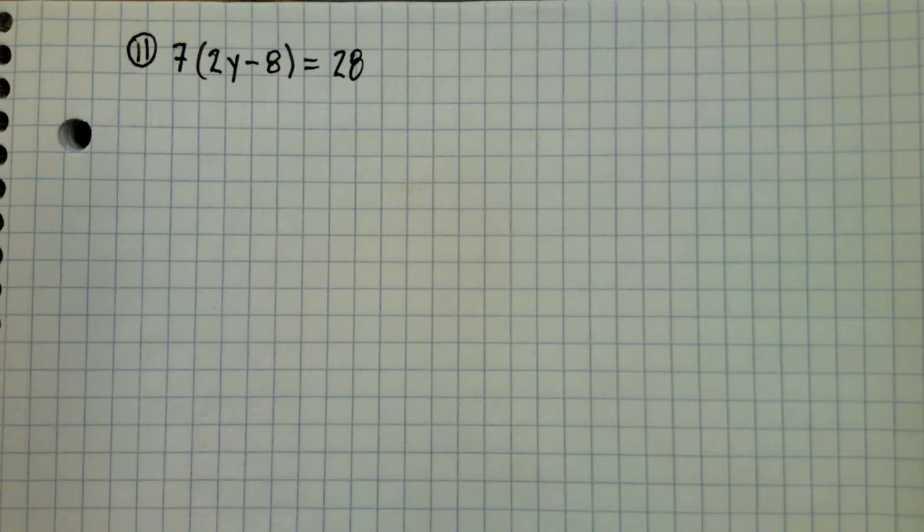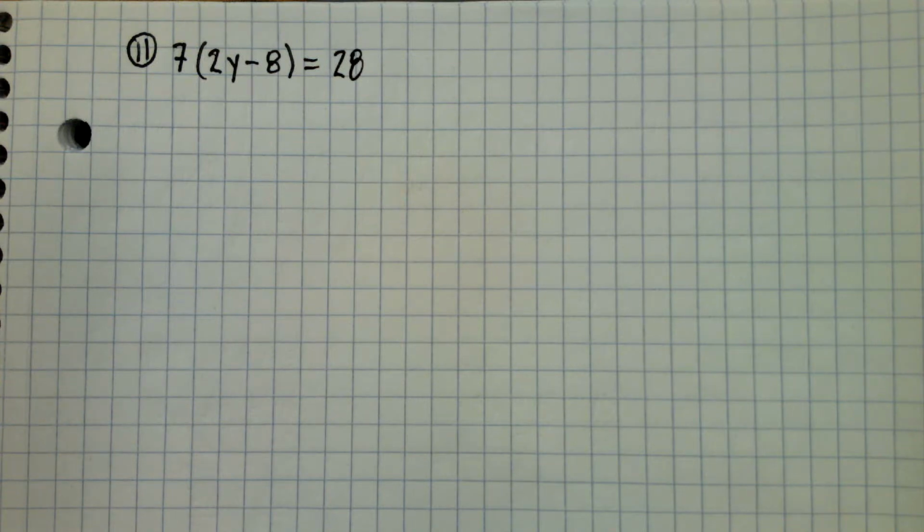Now, imagine we had 7x. Instead of this 2y minus 8, this is 7x or 7 times x. How do I get rid of the 7 since it's multiplied with x? What would we do to get rid of that 7? Divide it. We would divide. Well, guess what? Since it's just 7 times something, we can also divide it here.